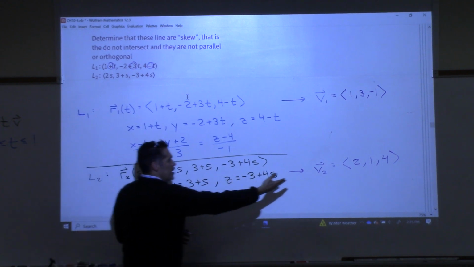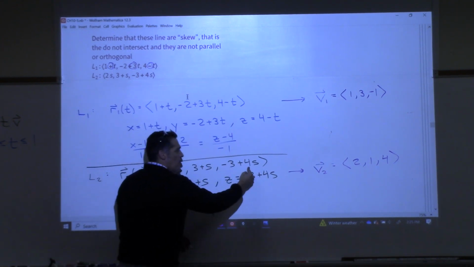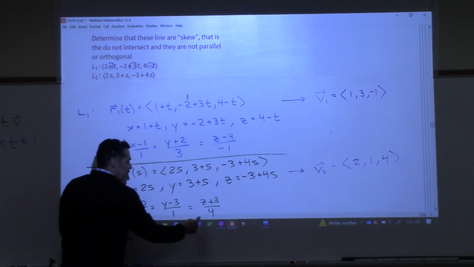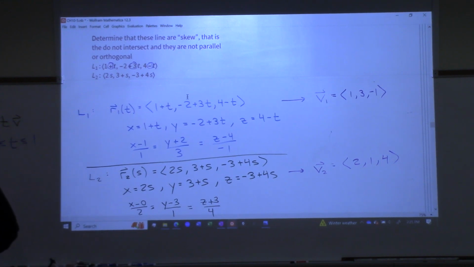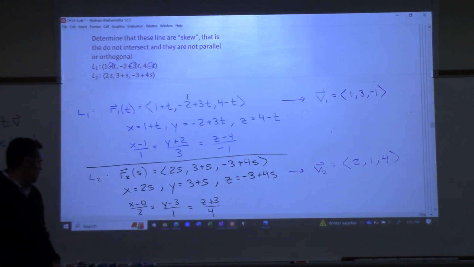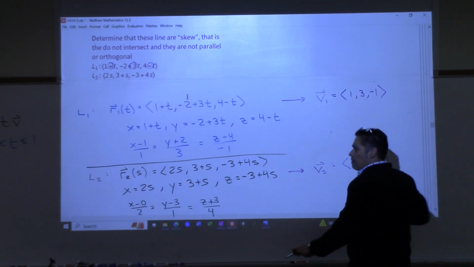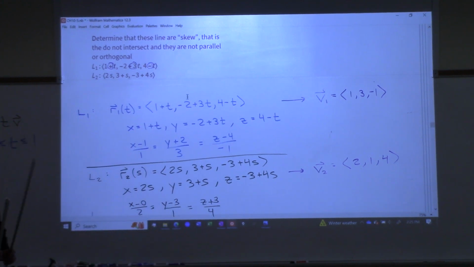Just like in this one right here. What are the coefficients of s? 2, 1, 4, right? Or you get it from down here, 2, 1, 4. Why do you think I found the direction vectors for these lines? You can see if they're parallel, right? Immediately? What do y'all think?